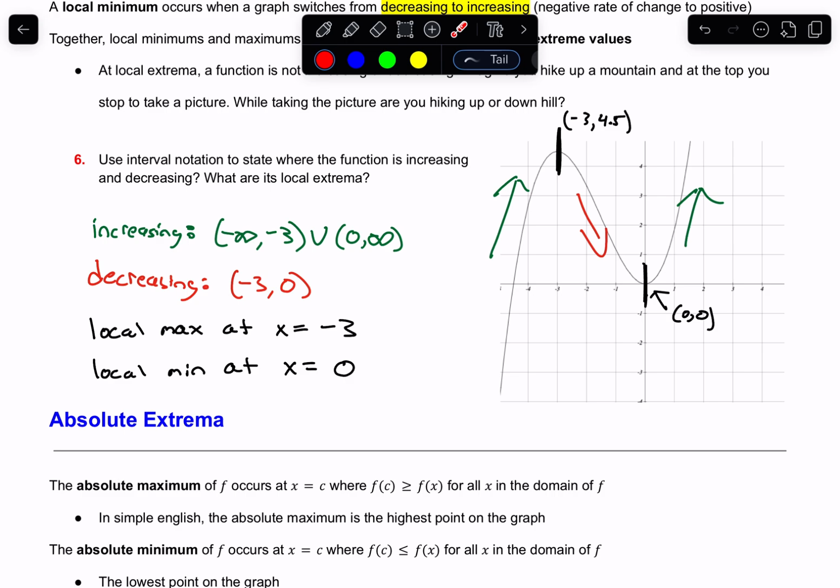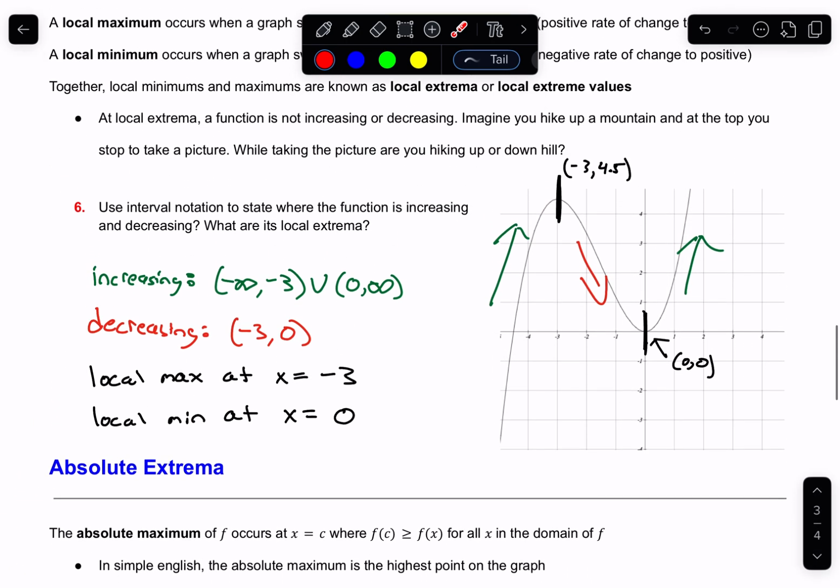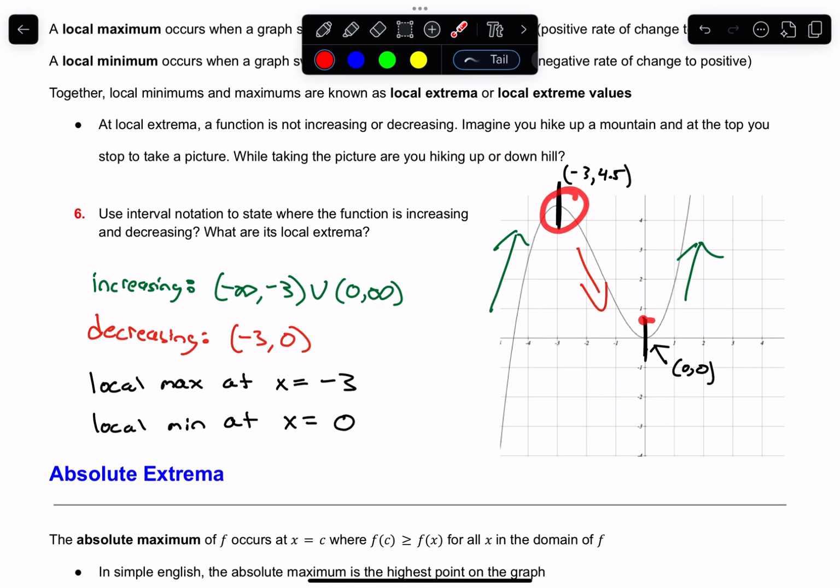So it's possible that you don't have absolute extrema, and it's also possible you don't have local extrema. So this second graph here had an absolute max and an absolute min, and it also had a local max, but there was no local min. So you don't have to have one. And up here, we have a local max and a local min, but there is no absolute max or min because this graph goes infinitely far up on the right and infinitely far down on the left.